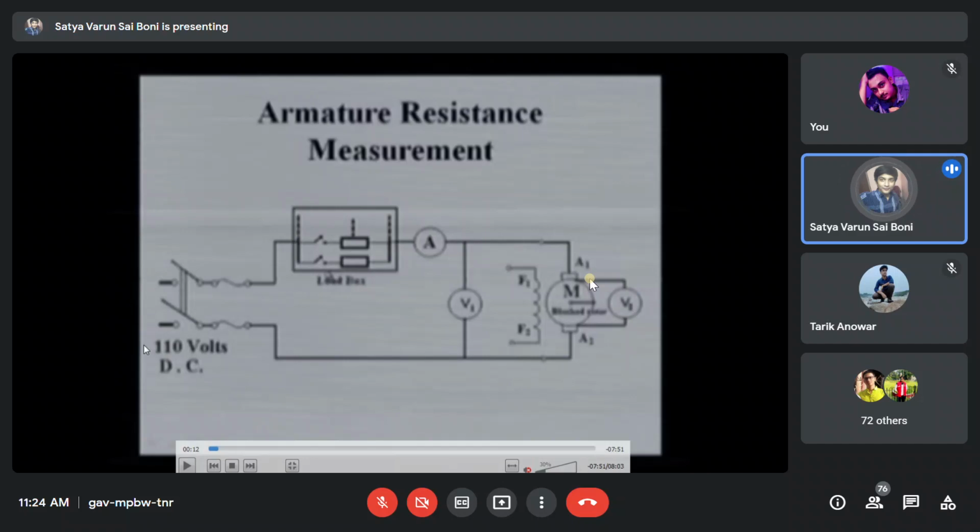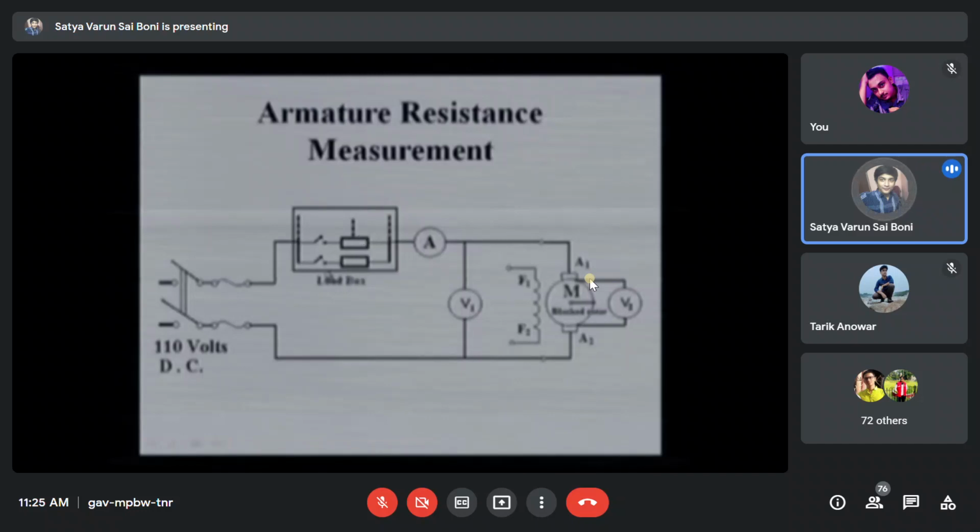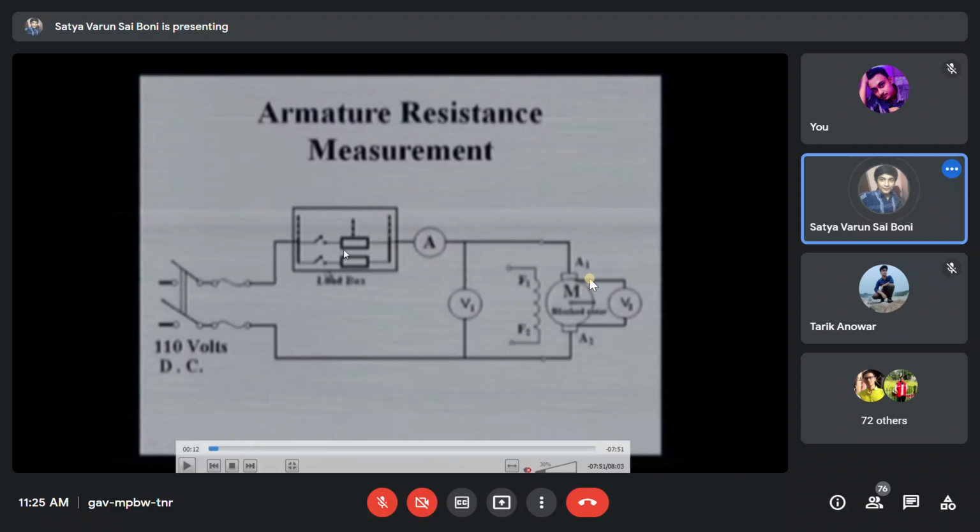In our lab experiment, we have 110 volts DC, and there is a load box. You can observe here, there is a load box. By using the load box, we vary different loads, which means we are inducing different types of resistance. If you switch on this, there is one resistance. If you switch on another parallel string, you can observe there are different strings of resistances. So we are varying resistances by different switches, and by controlling this load box, we are inducing current into the machine armature.